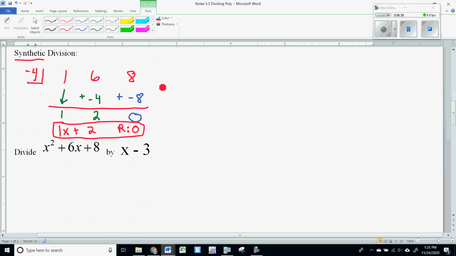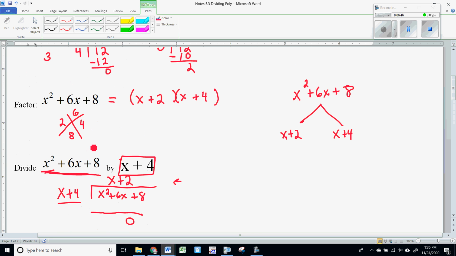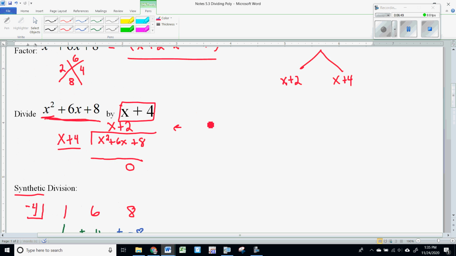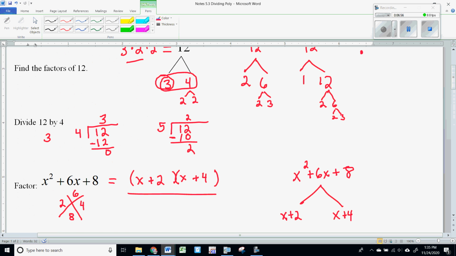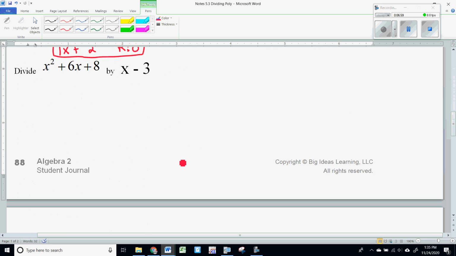But let's say we want to divide, and it's not a factor. We know x minus 3 is not a factor, because we know what the two factors are up here. x minus 3 is not one of those. So that means if we divide by something that's not a factor, kind of like 5 into 12, we should get a remainder. So let's try this. First off, we need to figure out what number goes in the box. Positive 3, the opposite. It's x minus 3, so 3 goes in the box. We write down our coefficients: 1, 6, 8.